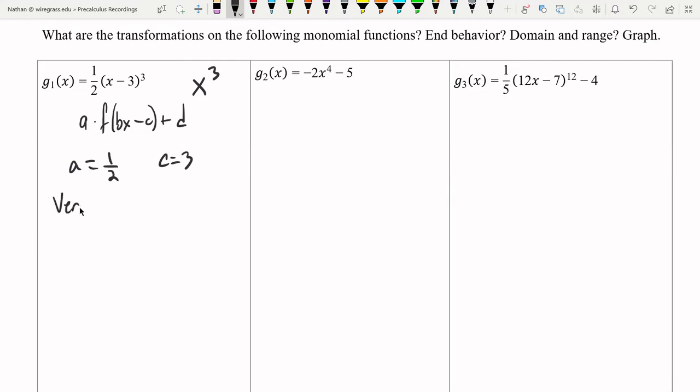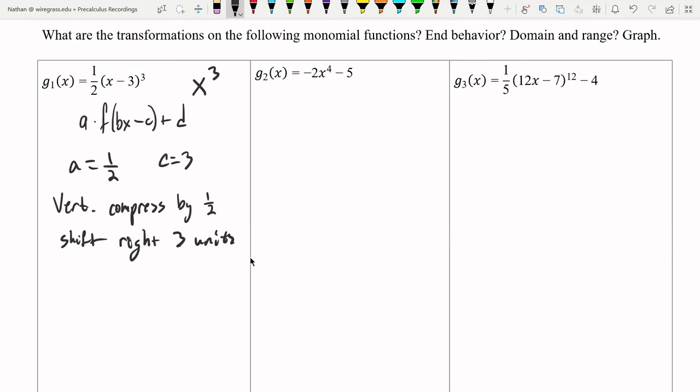So vertical compress by 1/2. So it's half as tall. And then shift right 3 units.